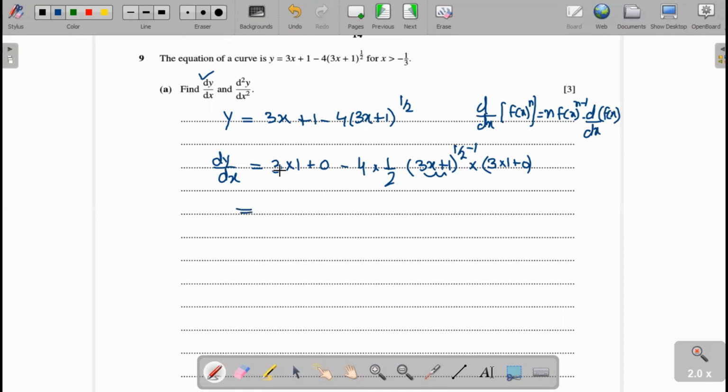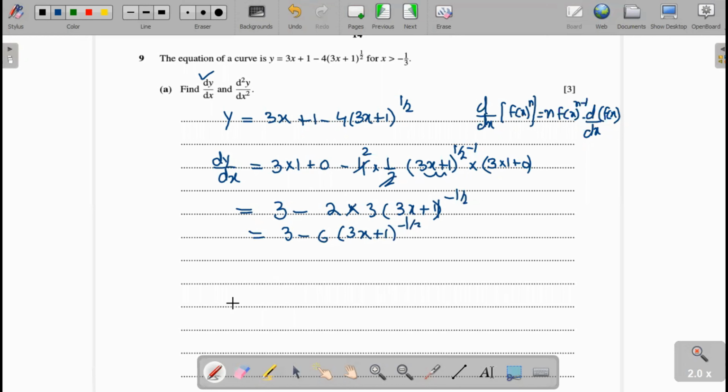Now we were at the next step: 3 plus 3 into 1, 3 plus 0, 3 minus 2 times 2. That is 2 into 3 into 1, 3, that is we multiply 2 into 3, and we get (3x plus 1) power minus 1 over 2. Now this value is 3 minus 6 into (3x plus 1) power minus 1 over 2.